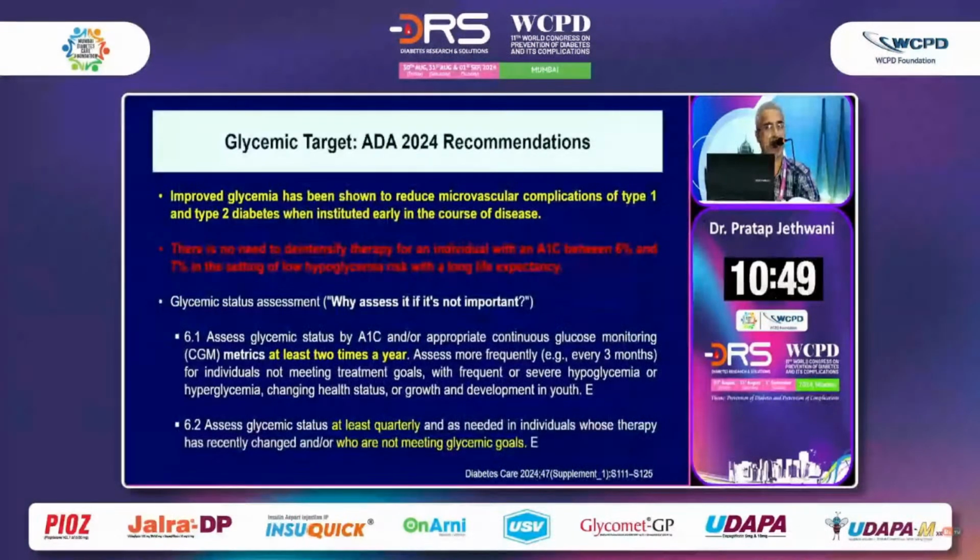These are the ADA 2024 recommendations: if you improve glycemia, it will reduce microvascular complications in both type 1 and type 2 diabetes. And there is no need to de-intensify therapy, because now we have new agents which are not associated with an increased risk of hypoglycemia. So even when your HbA1c goes below 7 or up to 6, you need not de-intensify therapy, which was the dictum previously. You can continue therapy and give your patients very good glycemic control without the risk of hypoglycemia, and better outcomes.